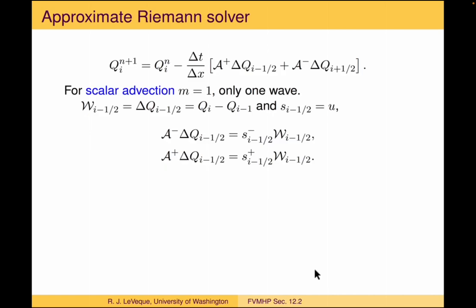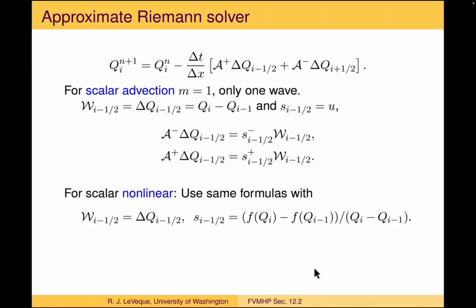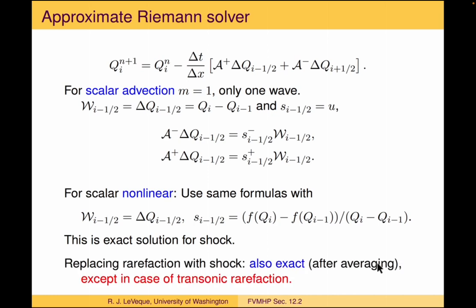So for a scalar equation, we saw that, of course, for scalar advection, there's always just one wave, which is the jump in q moving at a speed that's given by the advection velocity. But for a scalar nonlinear problem, we could use the same formula, but with the shock speed given by the Rankine-Hugoniot condition, just the jump in f divided by the jump in q. And we saw that in the case of a scalar equation, at least, that was actually exact. If the true Riemann solution consists of a shock wave, that is the shock speed. And it could be used also in the case of rarefaction waves.